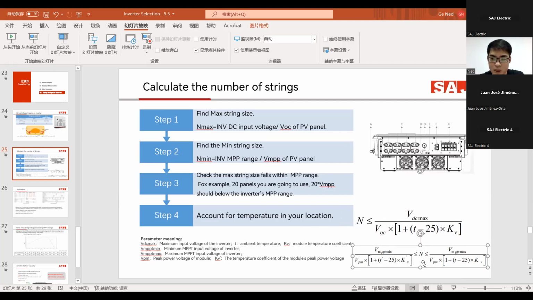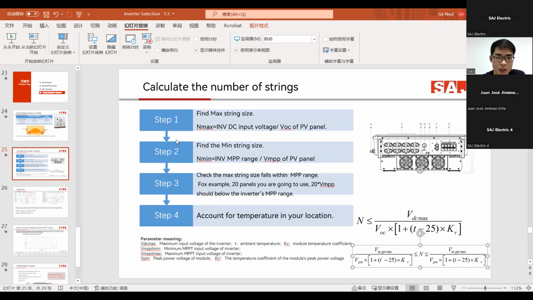The second formula is for the MPPT working range. You should make sure that the panels you are connecting will have enough voltage to fall into the MPPT range. So this is the second formula you should use. After that, you will get a range, and then you can decide how many panels you can connect in one string. And you can also follow these 4 steps in a tropical area.